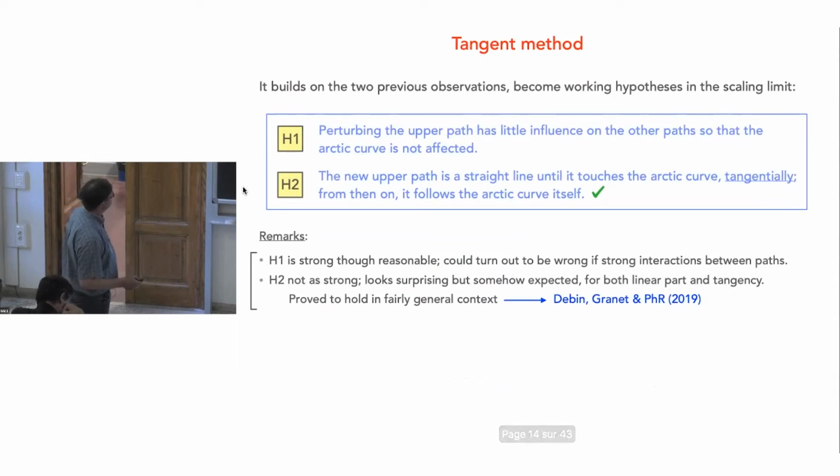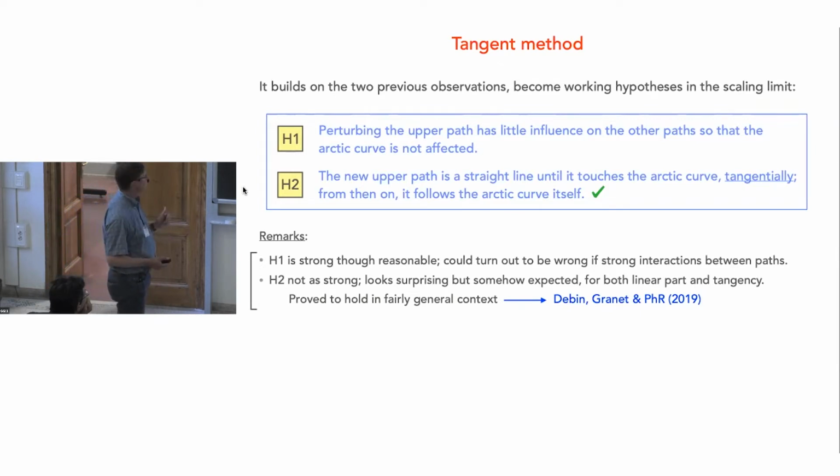All right. So H1 is the tricky hypothesis somehow, because it's strong and at the same time it's reasonable, but it's barely controllable somehow. You would certainly believe in it if the interactions between the paths were not too strong, but if you have a case where the interactions between the paths are stronger, then this could fail.